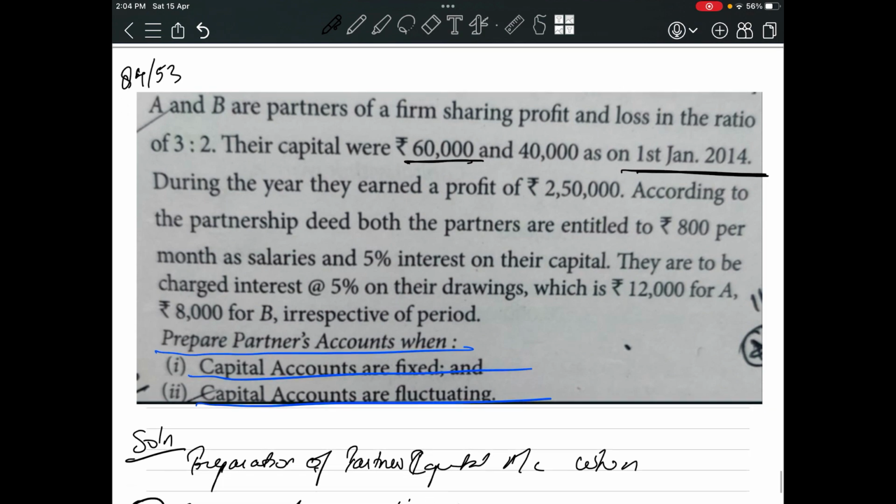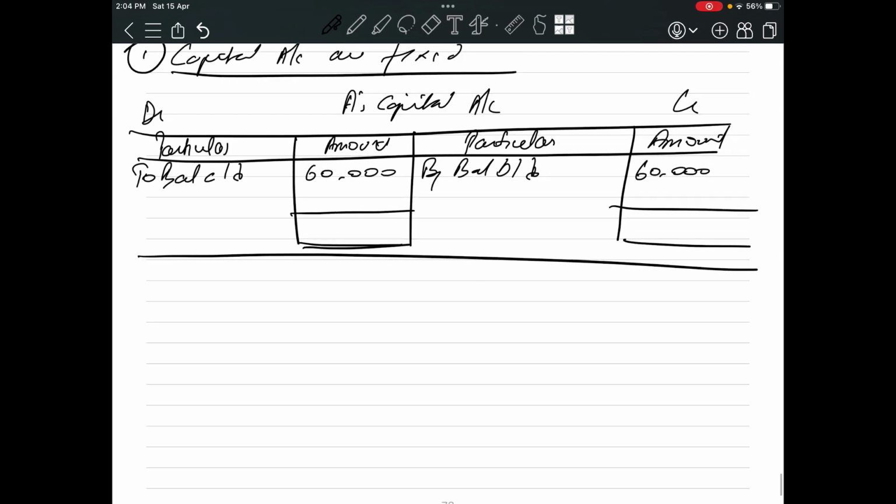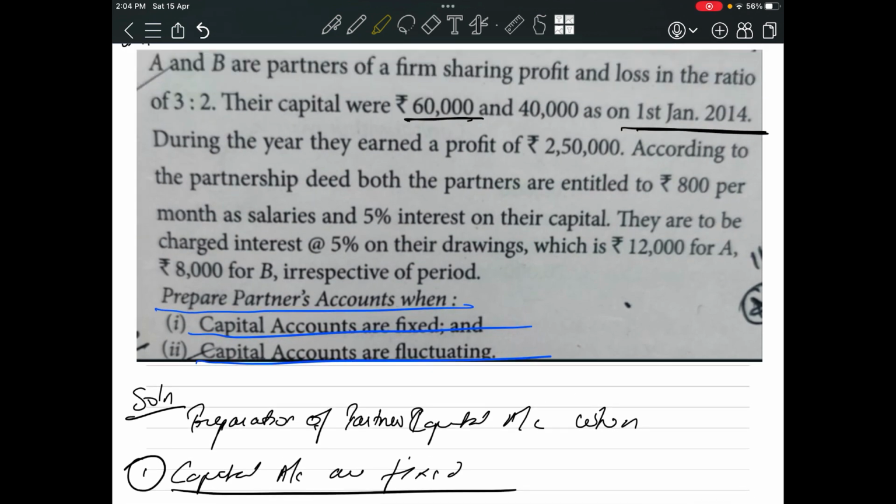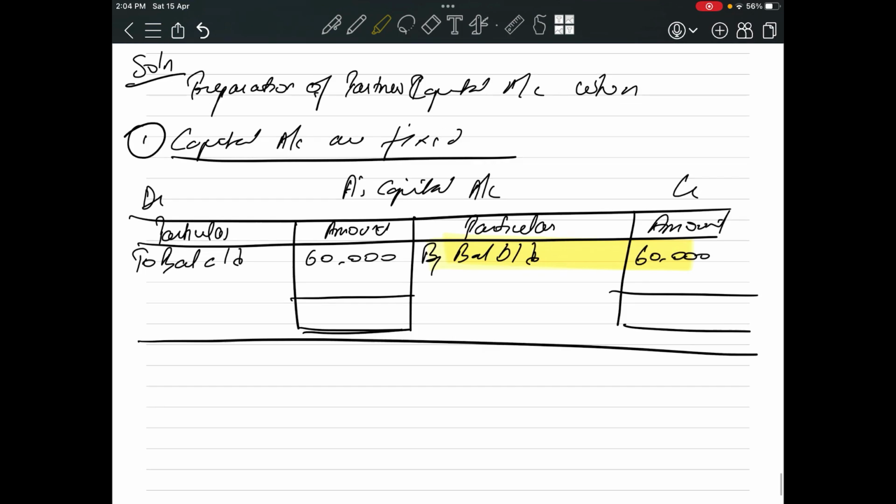You may ask why we wrote balance b/d and why we did not write cash account. The question is saying the capital account balance, they have already introduced the capital and the cash entry has already been made on 1st Jan 2014. So cash will not come here. So we write the entry this way, 60,000 and 60,000, simple. So A's capital account is done.